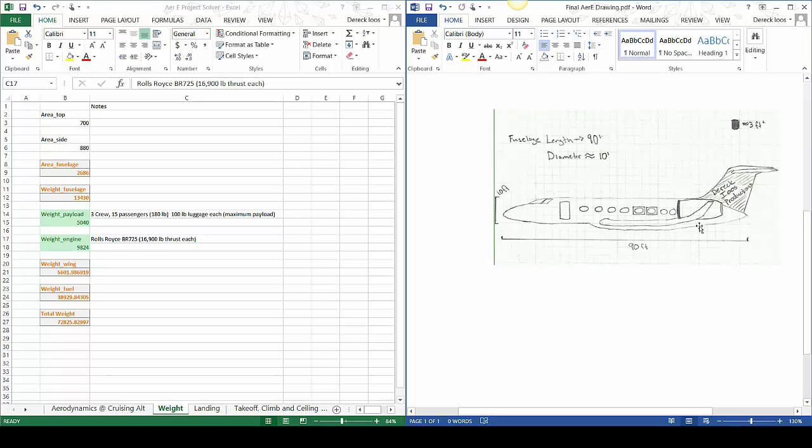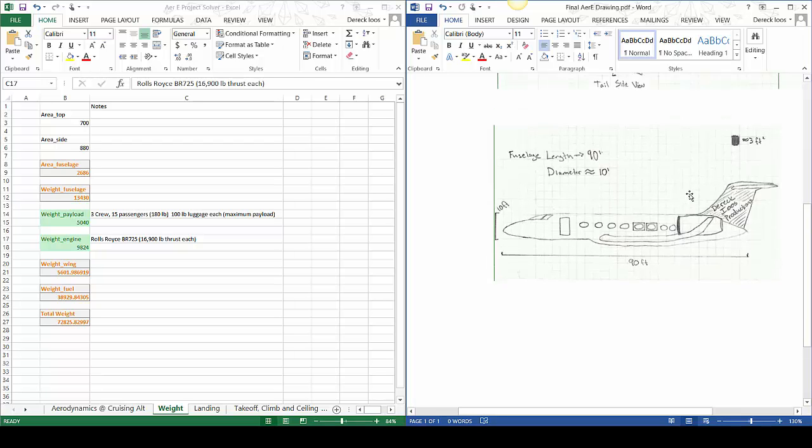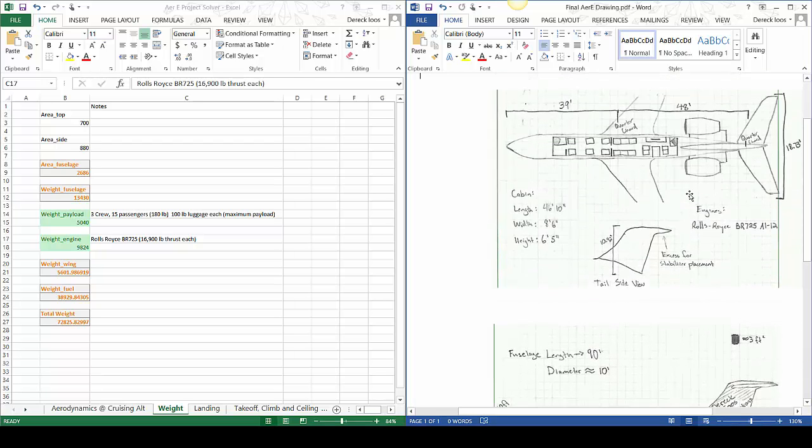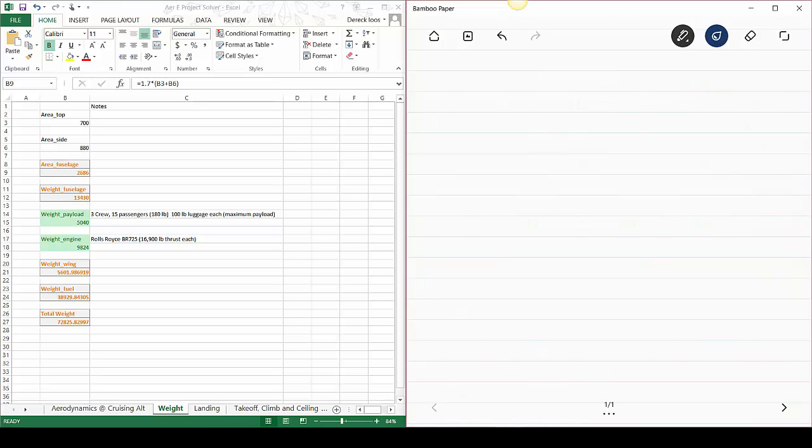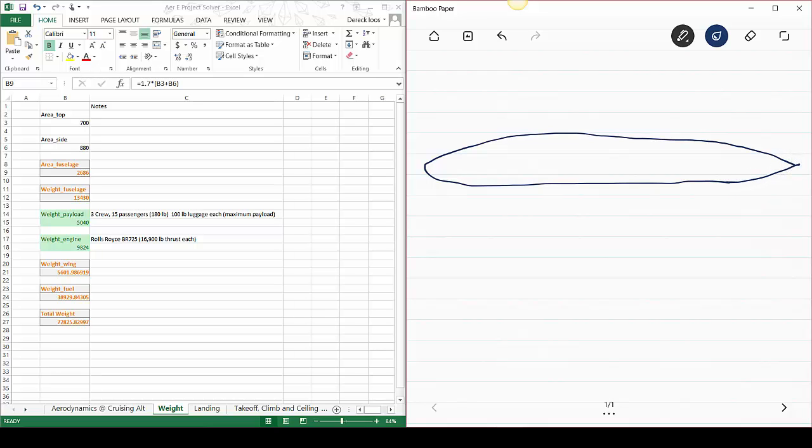And take note, it helps to use grid paper because then you can figure out the side and top area of your fuselage. Now I'll take a second to actually draw these out for you guys so that you can get an idea of what kind of process I went through. So here I'm going to draw the side view of the airplane, just a rough side view. And then here would be a top view.